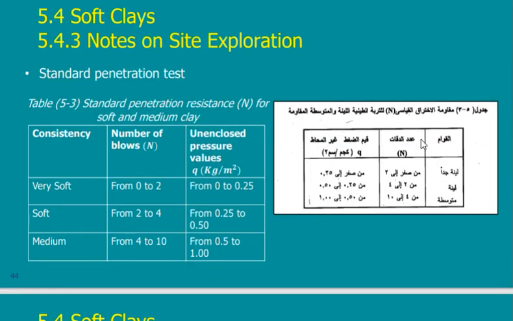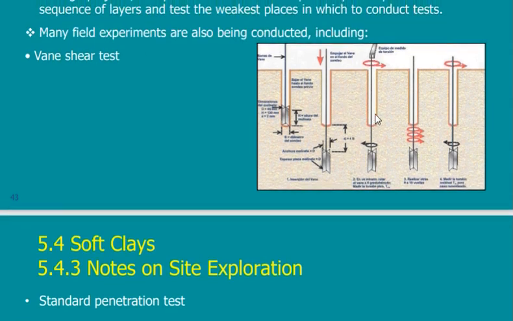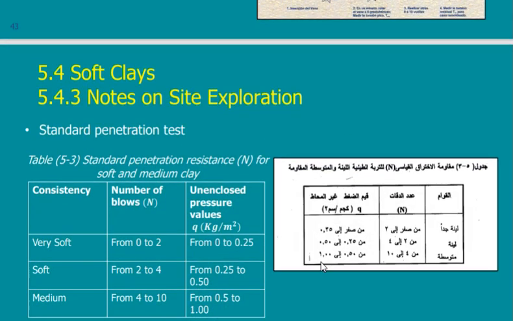We said that in the Egyptian code they have given us values, so we can get the value of the resistance of the soil based on this, or from another test, which is, you remember the SPT test? We said that the SPT test is a test where we put a tube in the soil and hammer on top of it for a fixed distance and so on. In case of very soft soil, the number of blows, as you can see here, is from 0 to 2.